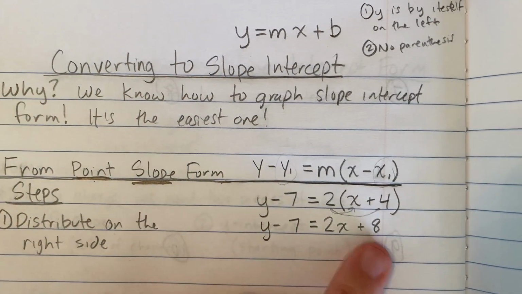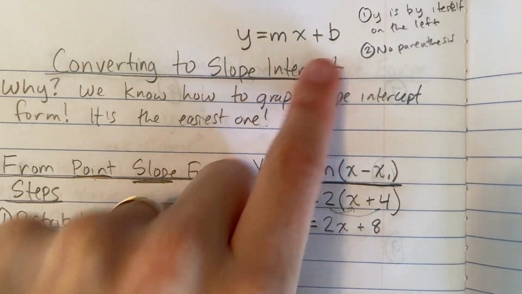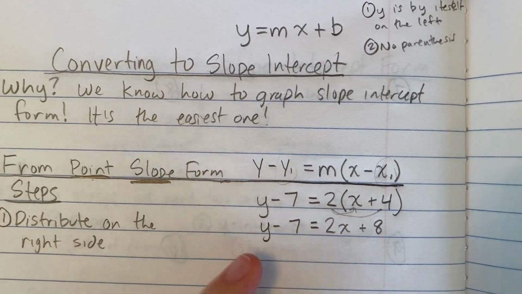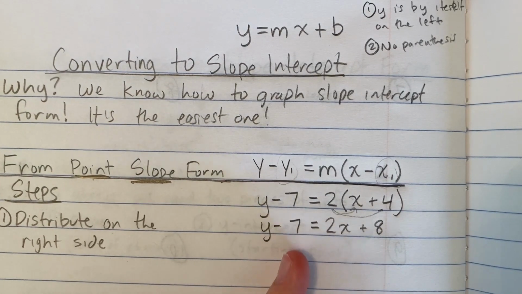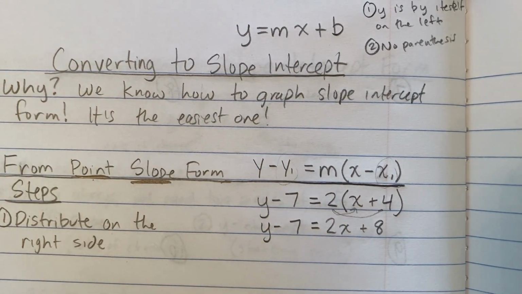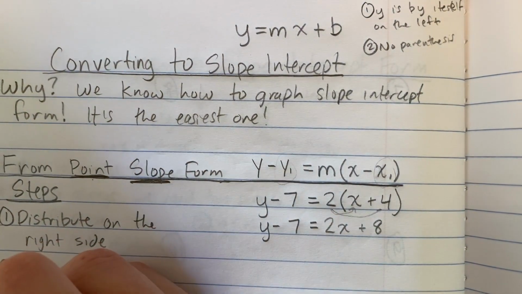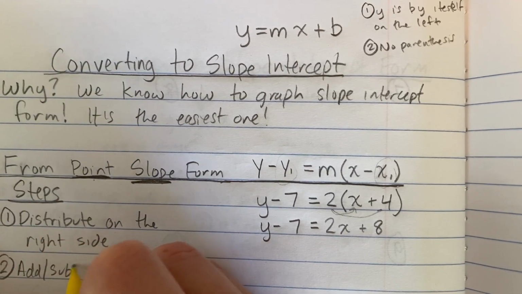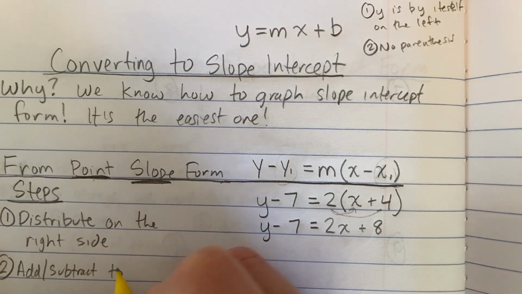Okay, so now I'm getting closer, right? This is starting to look kind of like y equals mx plus b. But here's the difference: it doesn't say y equals. There's this number with y, and that's what we don't want, right? So the second step is that we're going to either add or subtract whatever that number is. We have to use inverse operations to get y by itself.